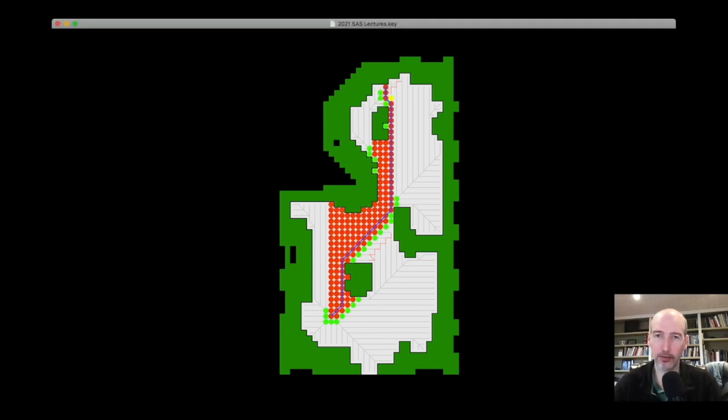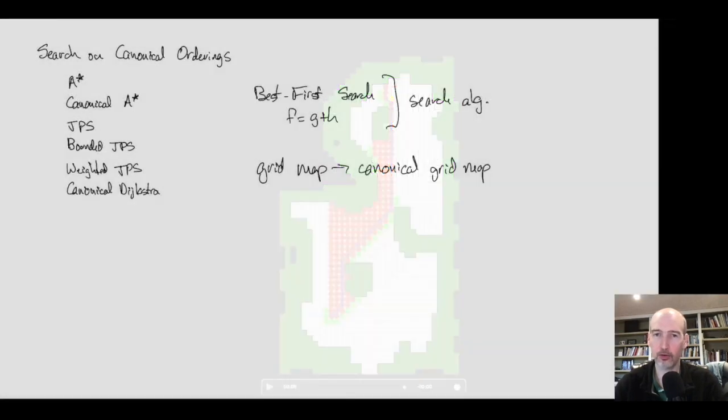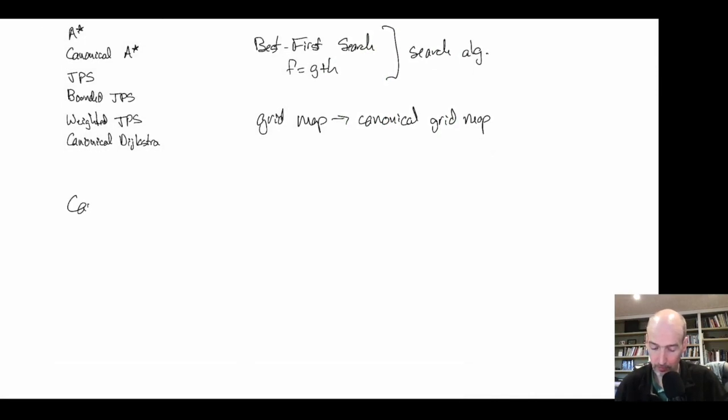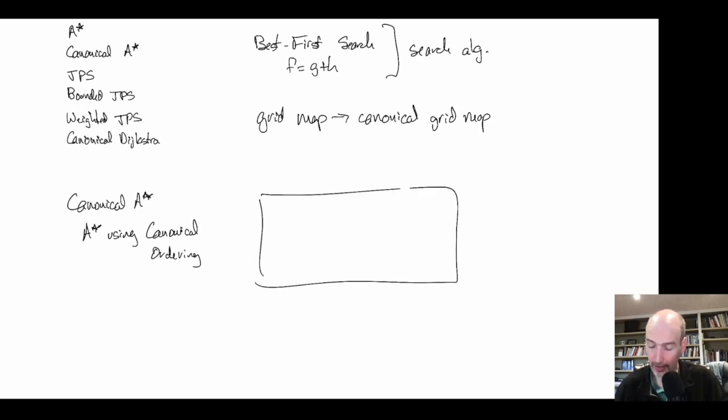I'll draw it out now on the iPad that I'm using here to explain what's going on. So canonical A star is just A star using the canonical ordering. For any particular problem that we might be looking at, if I think about my start state, let's just do something really simple. Let's put a simple obstacle right here, and then we'll put the goal on the other side of that.